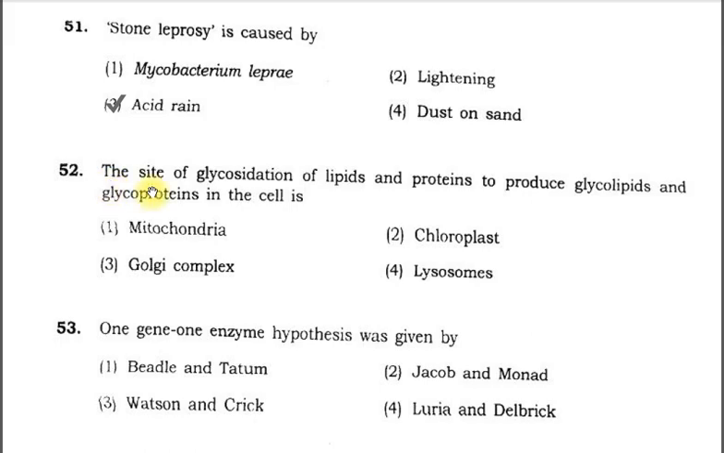Question number 52. The site of glycosidation of lipids and proteins to produce glycolipids and glycoproteins in the cells is 1 mitochondria, 2 chloroplast, 3 Golgi complex, 4 lysosomes. So here the correct option is option number 3, which is the Golgi complex.